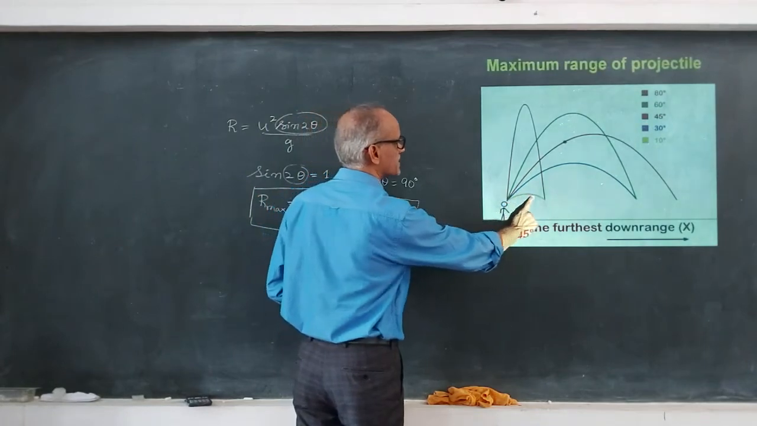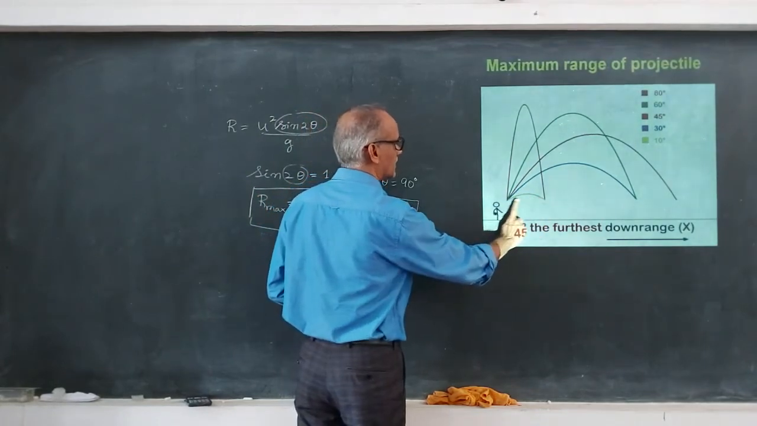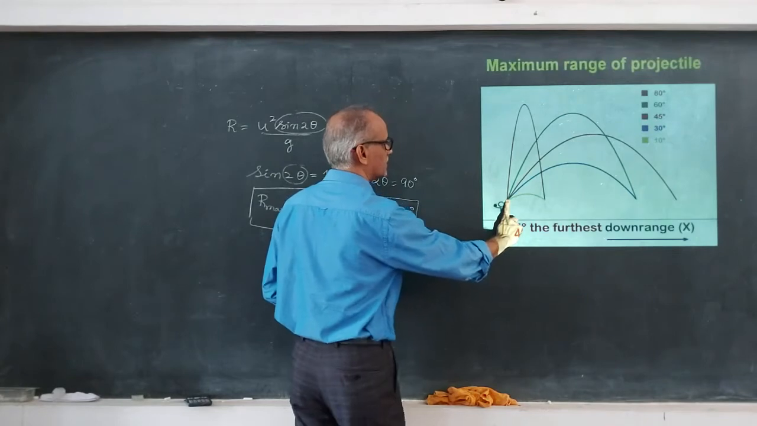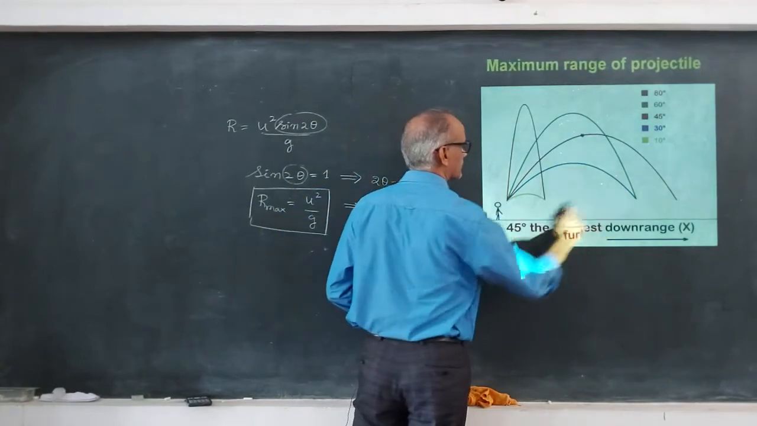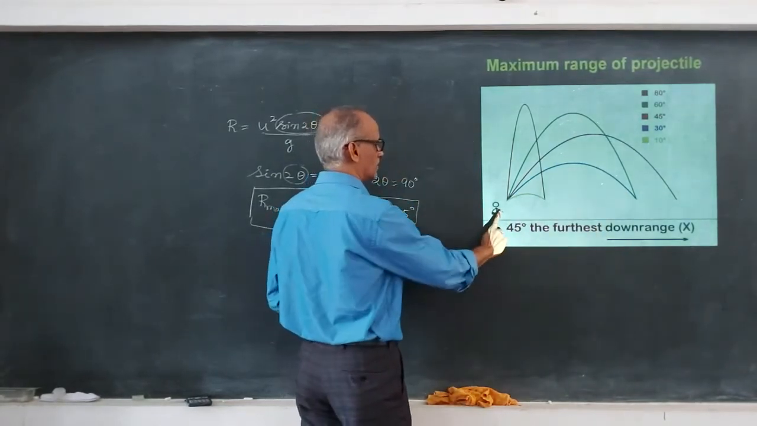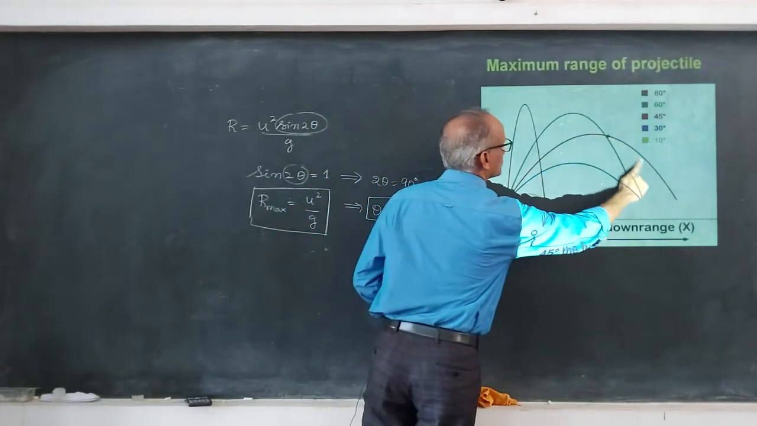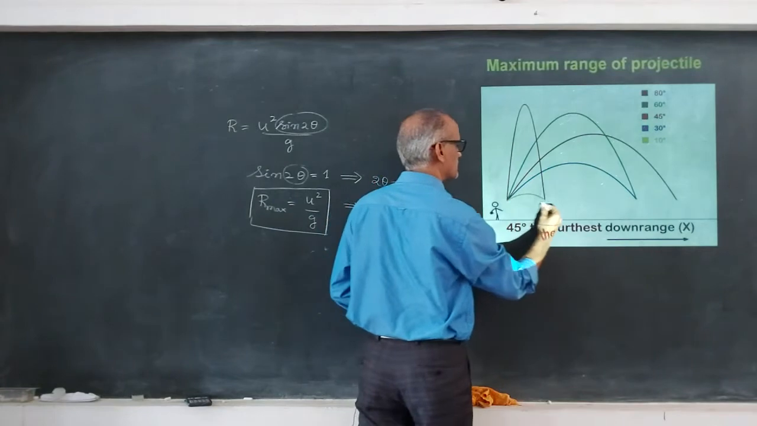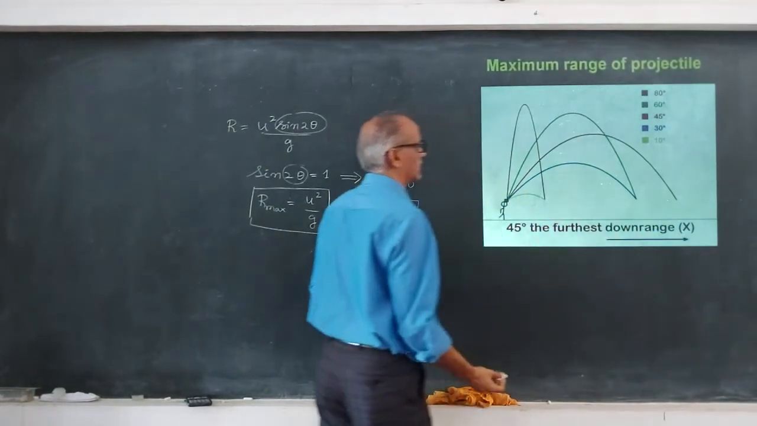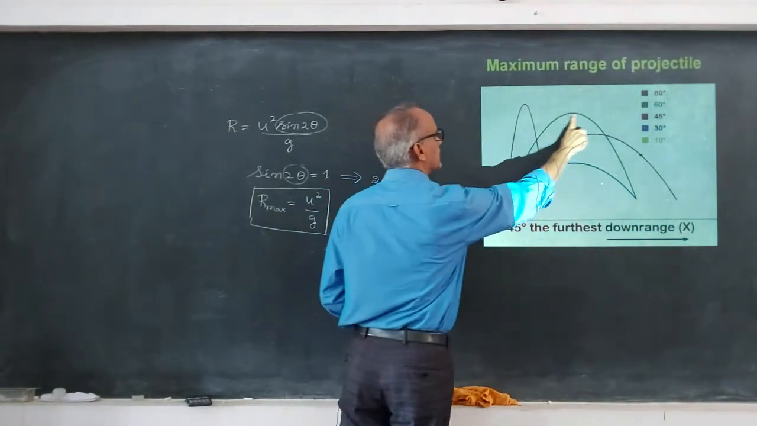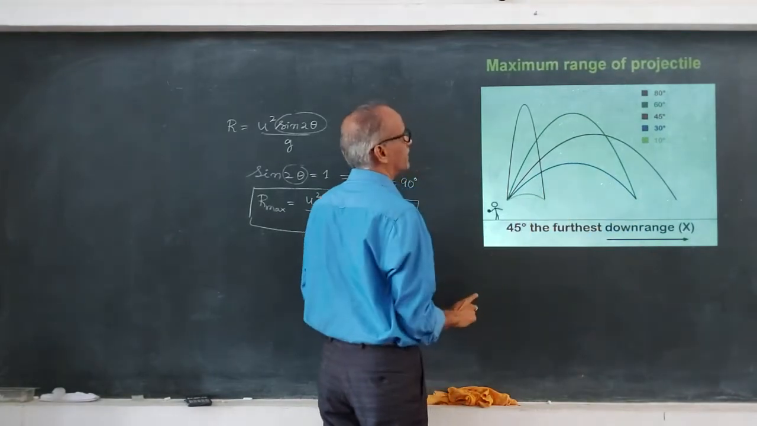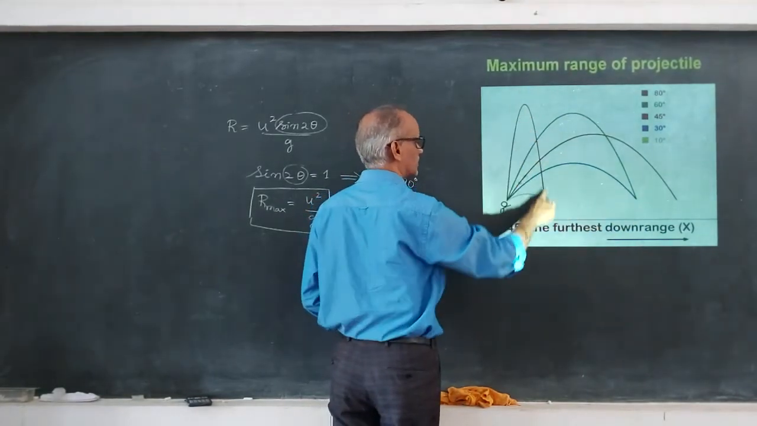For 10 degree it falls here. The next is for 30 degree. For 30 degree it falls here. And you can see for 45 degree, the one which is moving right now, this is the one which reaches the maximum horizontal distance. Clear? And then for 60 degree, again it falls here. Then for 80 degree, it will fall here.